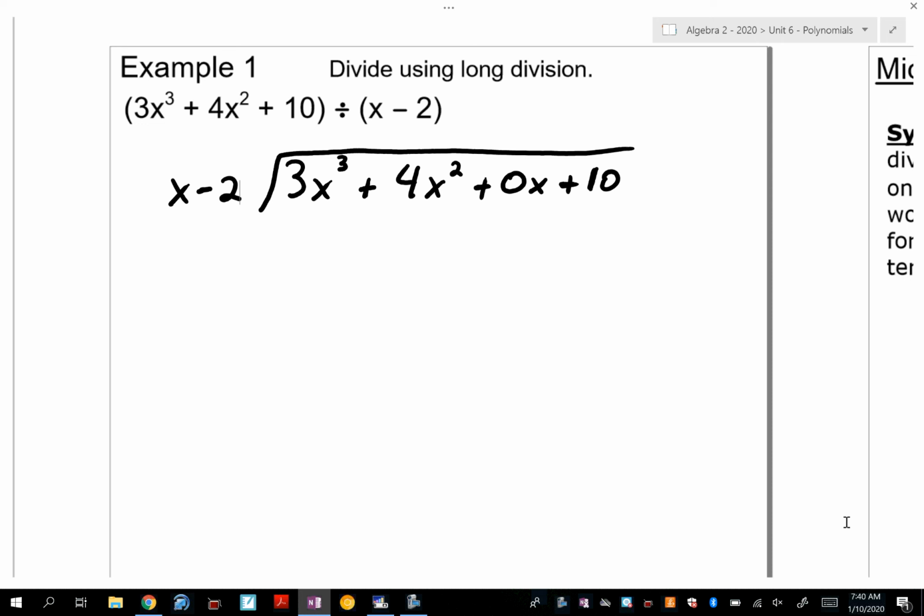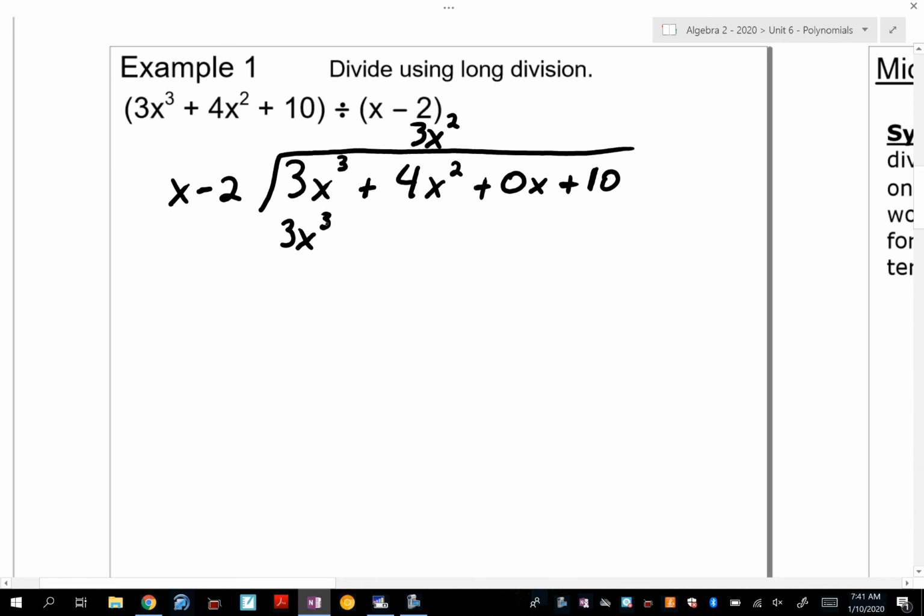Okay, the way to do this is to look at your first term in the divisor, which is x. How many times does x go into 3x cubed? Well, let me phrase it this way. What am I going to write up here that when I multiply by x, I'm going to get 3x cubed? 3x squared. There we go. So I'm going to write 3x squared at the top here. Okay? So if I take 3x squared and multiply by x, I get 3x cubed.